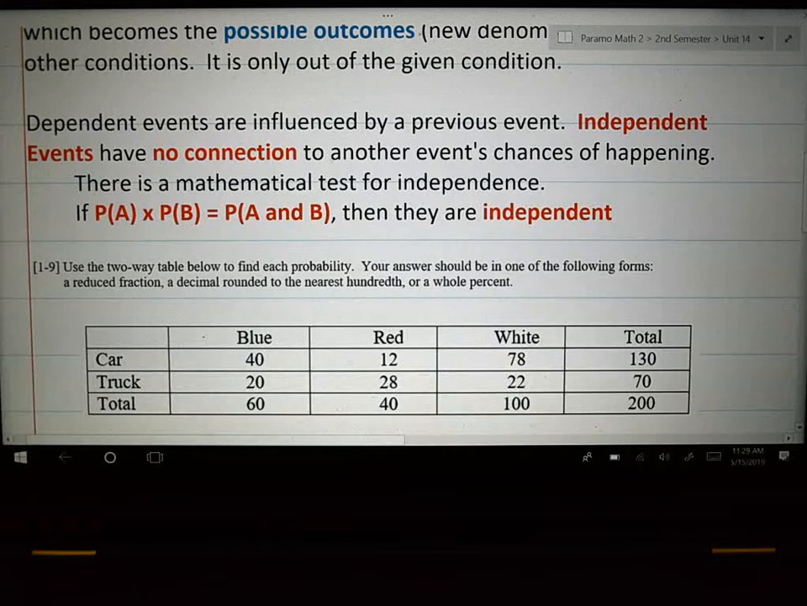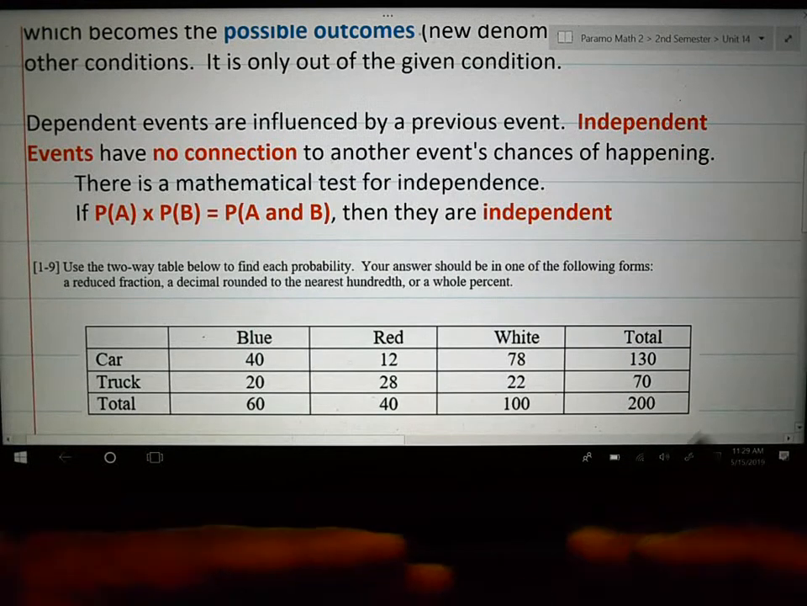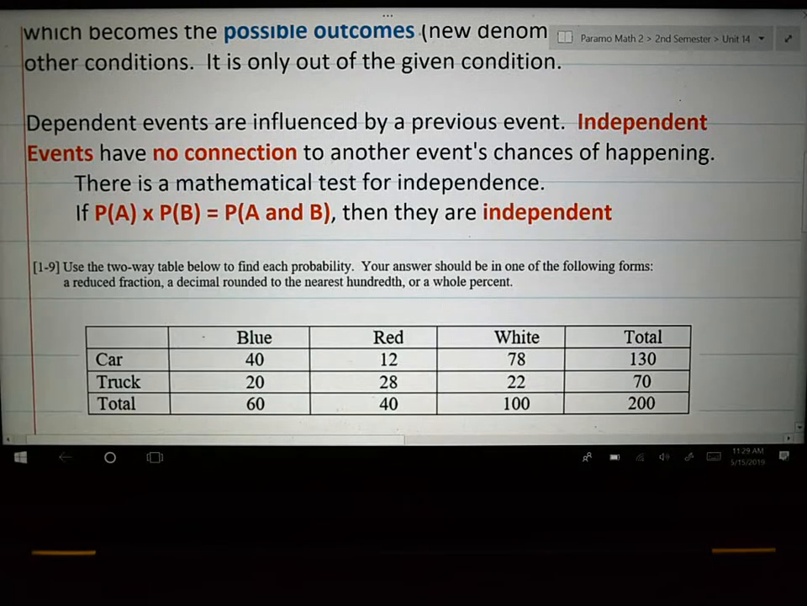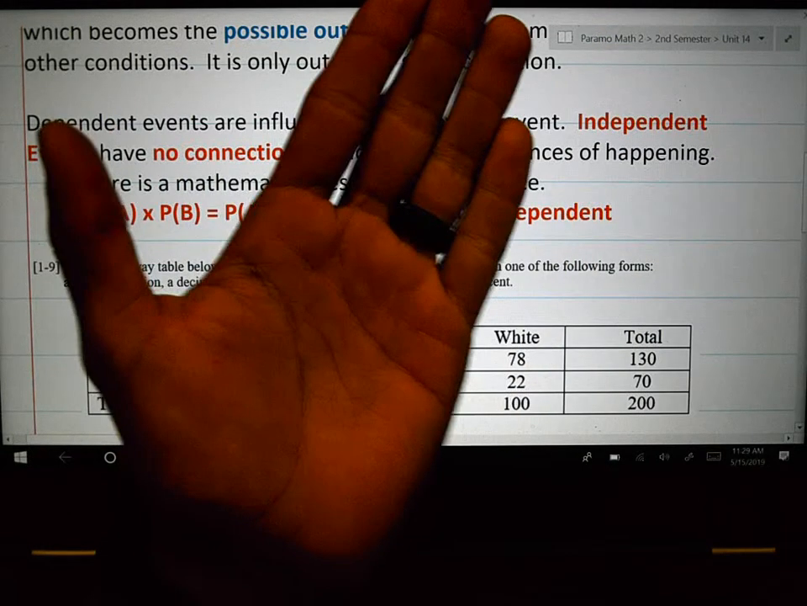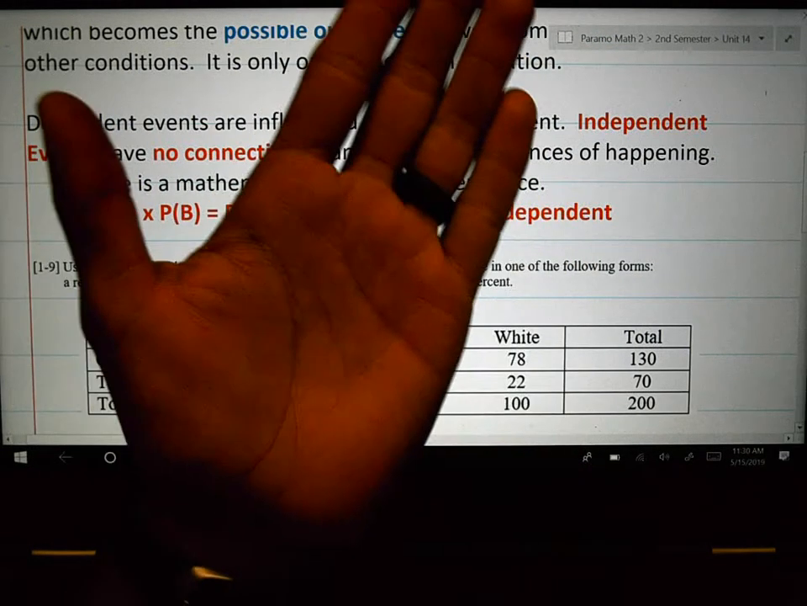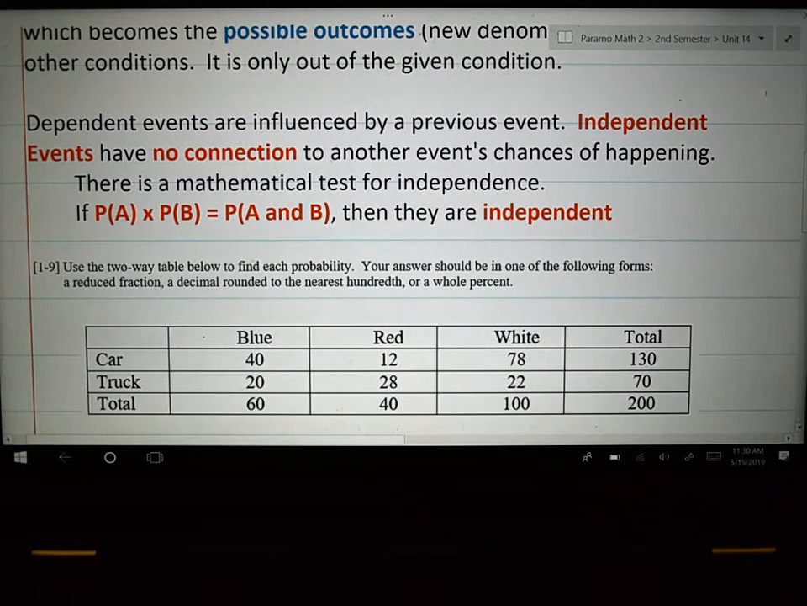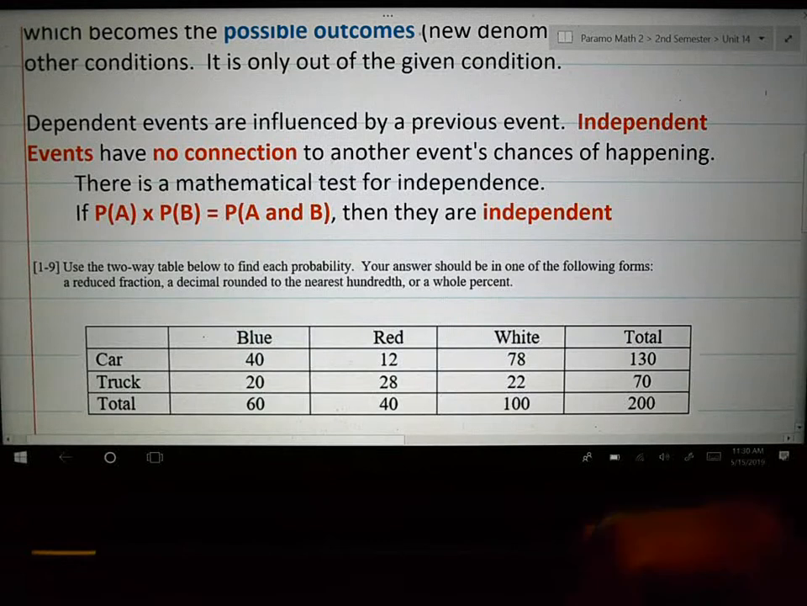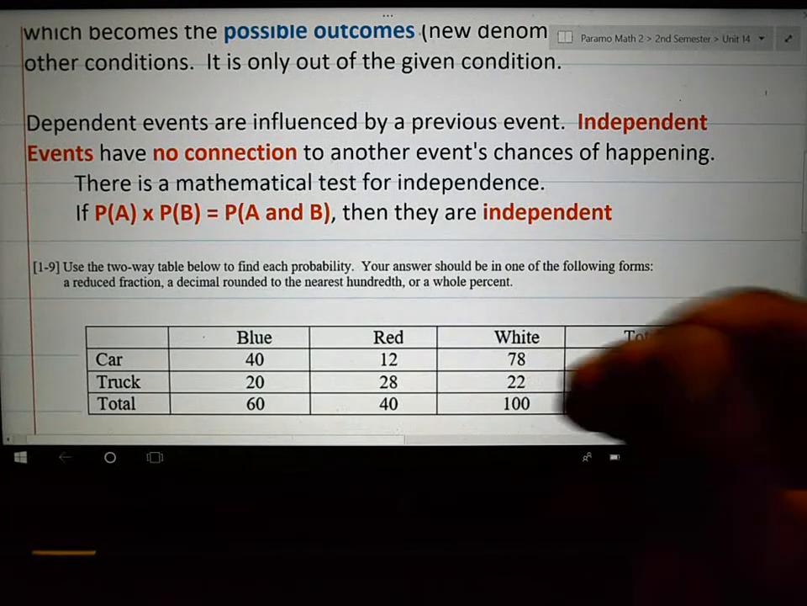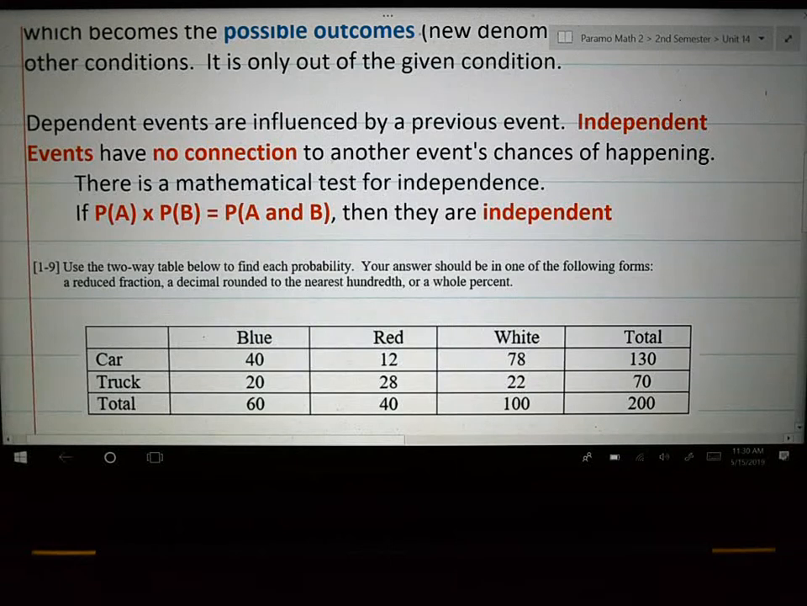The last thing you need to know is whether things are independent or dependent. A lot of times when something is dependent, it influences the next thing that happens. Things that are independent are not influenced by the previous things that happen. For example, if I flip a coin, I get heads. Flip a coin again, heads. Flip a coin again, heads. Flip a coin again, heads. When you go to flip the coin the 6th time, it doesn't matter what happened the first 5 times. It is still a 50-50 chance of heads or tails. The chances are still the same. It's independent of each other.